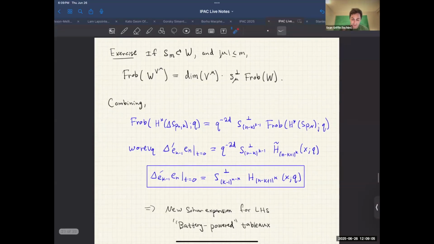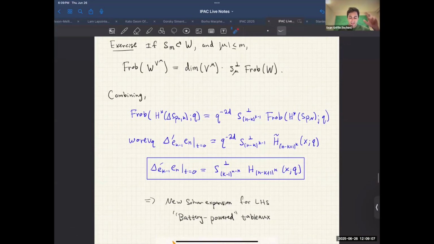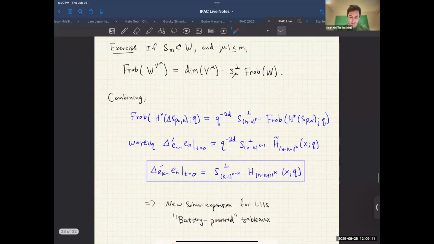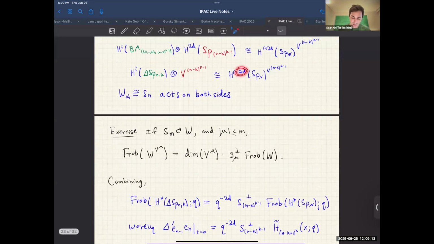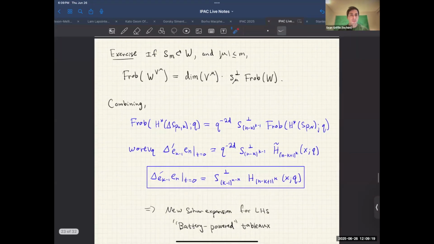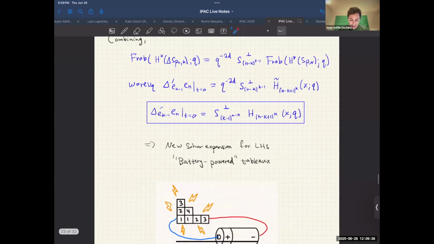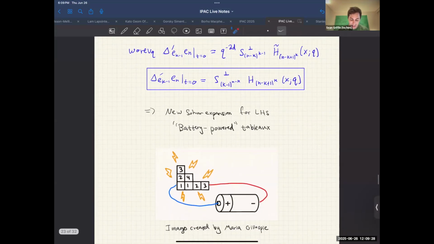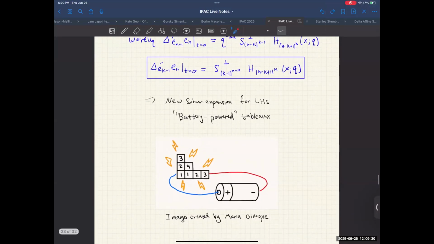And I just wrote it out down here. There is a grading shift. So here there's a plus 2D grading shift, but it basically goes away when you reverse everything. I also wanted to say, oh, I guess Sean, Maria already mentioned.